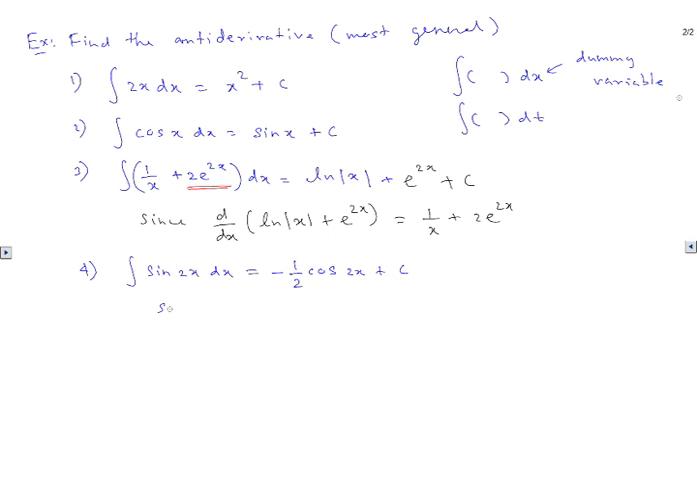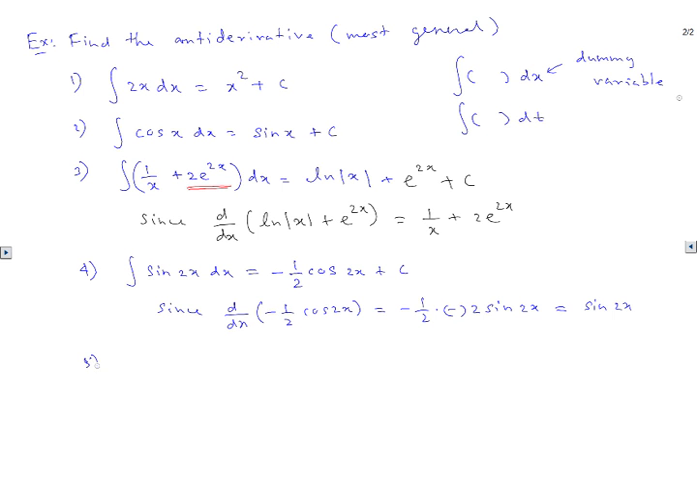Again, the derivative of negative 1/2 cosine 2x equals what? Negative 1/2, and then take the derivative. Once you take the derivative, you're going to get a negative 2 sine 2x. Then you can see the negative cancels, the 1/2 gets cancelled, and you get sine 2x. Okay, so that's the idea. So you think backward.